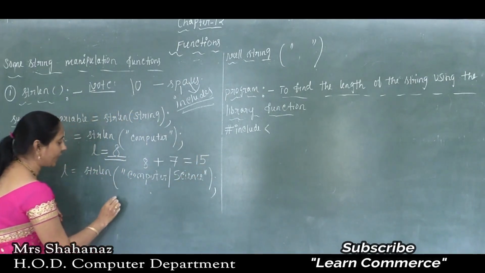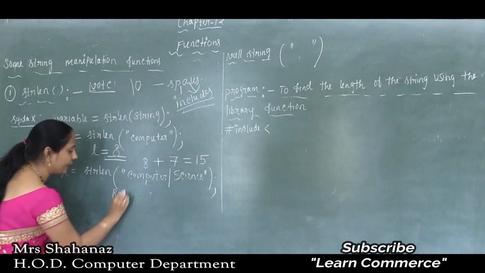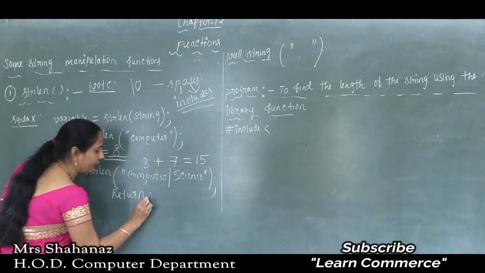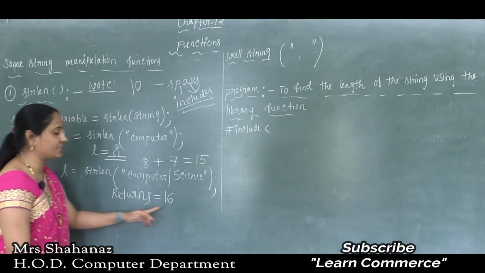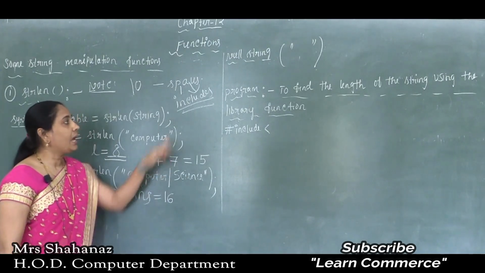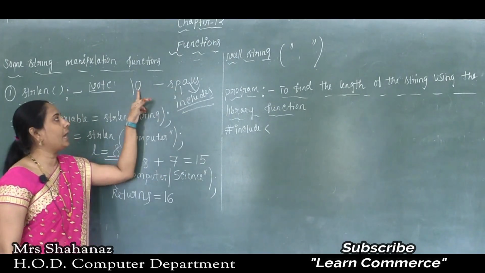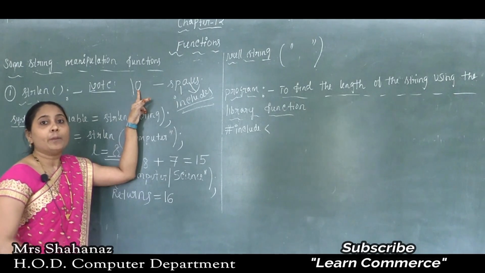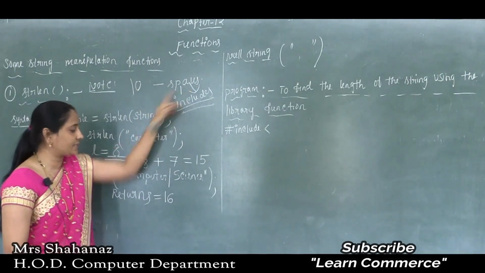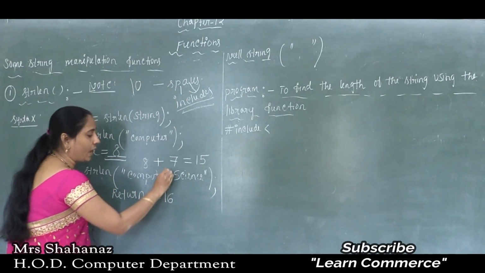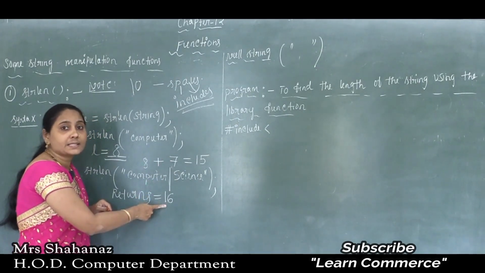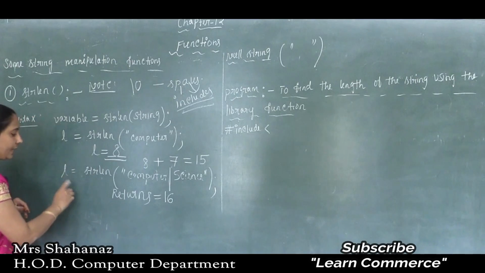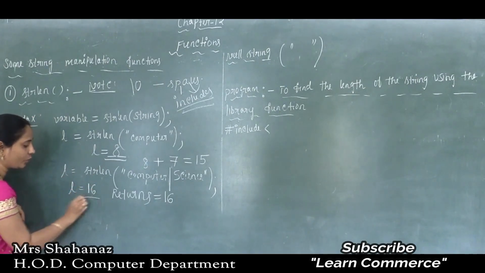But we can also say that it returns the value 16. Okay, it returns 16. How? As we know, I already gave the note: it excludes the null character but includes the spaces. So it is going to add the space as well. Because of this reason it returns 16. The length of the characters is equal to 16.